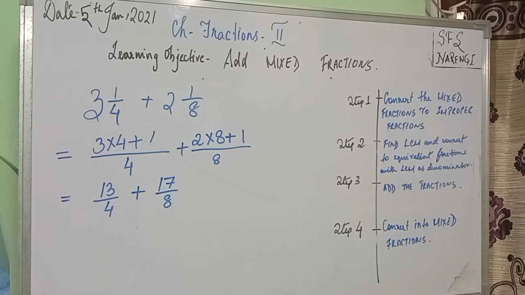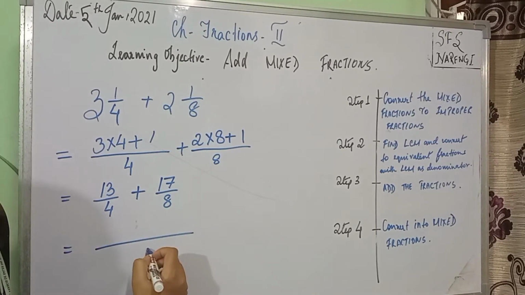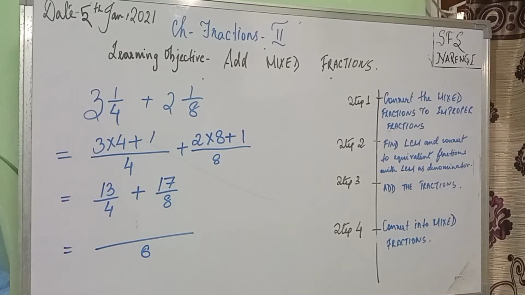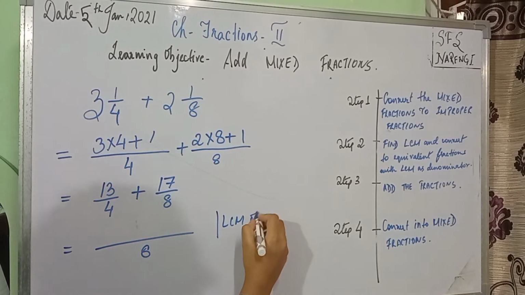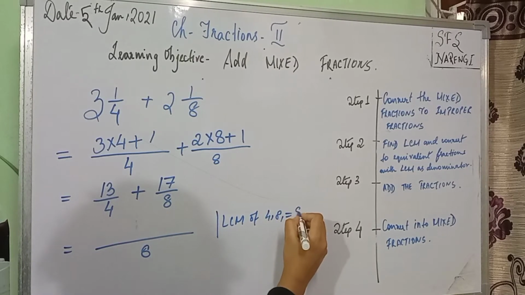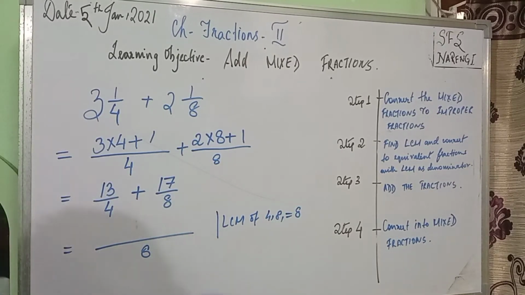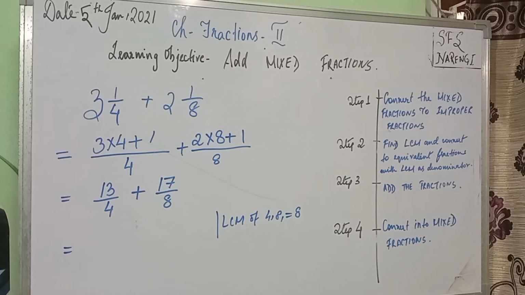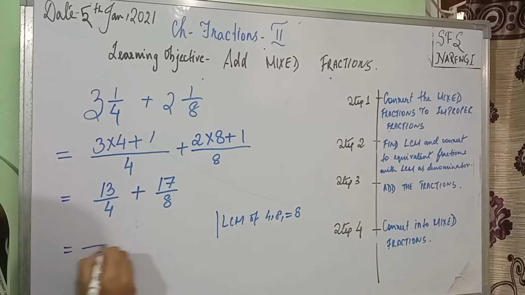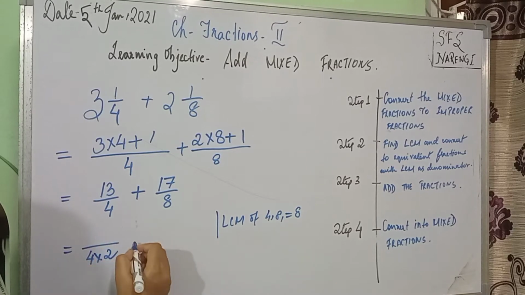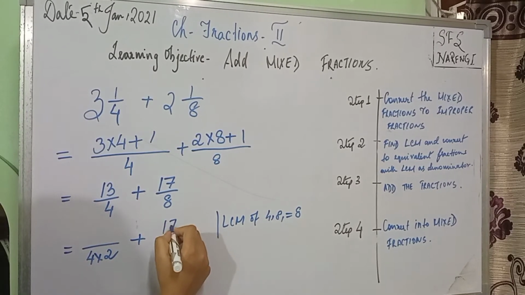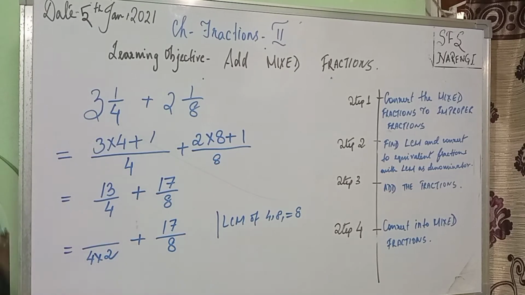And children, what is the LCM of 4 and 8? I told you that if we have two numbers and one number is a multiple of the other, then the LCM is always the bigger number. So here I can write that the LCM of 4 and 8 is equal to 8. I have to write the first fraction in such a way that the denominator is 8. So 4 multiplied by 2 is 8. 17/8 will remain as it is because 8 is the LCM.